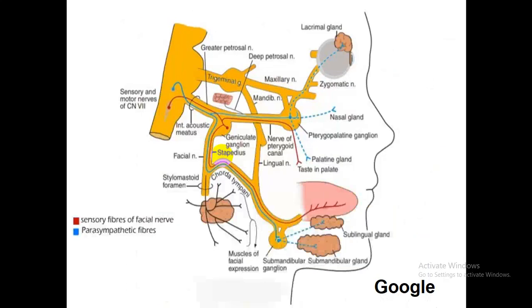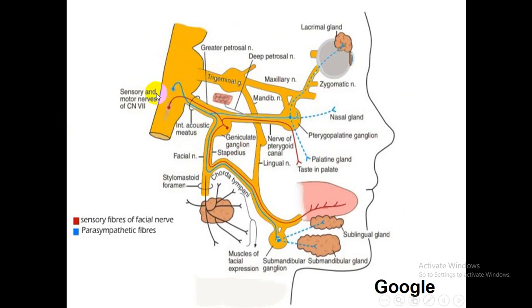Now, the other subject. We took the facial nerve emerging from the stylomastoid foramen. Now I will take the cranial portion of the facial nerve. The facial nerve is the seventh cranial nerve. It emerges from the inferior surface of the pons.